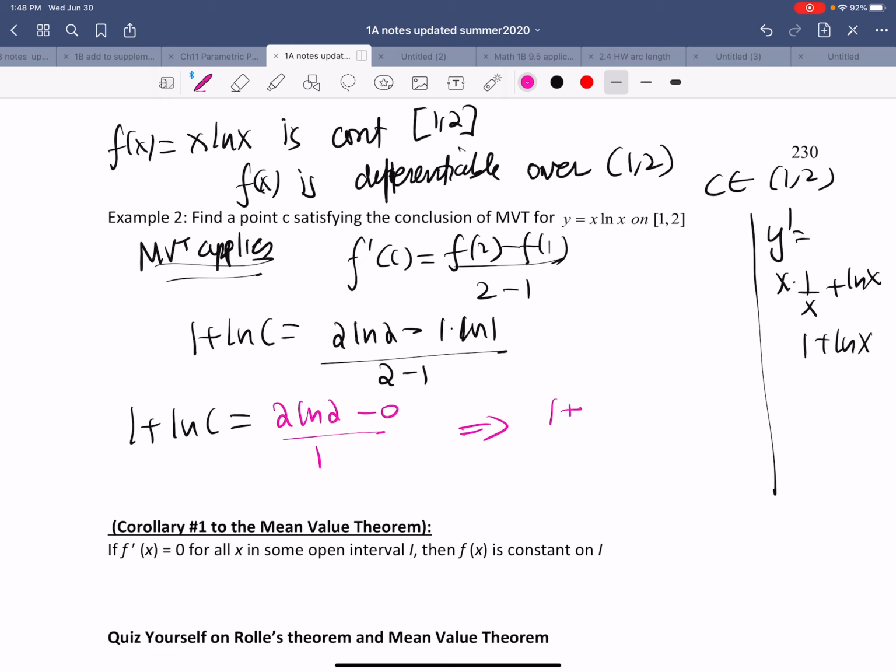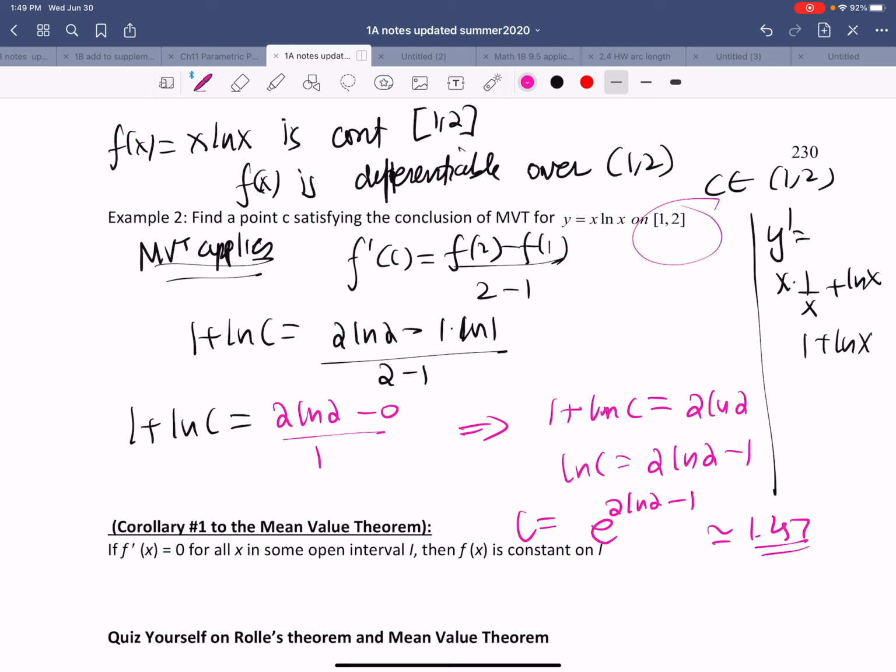So 1 plus natural log of c is equal to 2 natural log of 2. Natural log of c is equal to 2 natural log of 2 minus 1. And now we can raise both sides to the power e. So c comes out to be e raised to the power 2 natural log of 2 minus 1. From here we can simplify it, use a calculator, and get the value of c, which is approximately 1.47, which is in the interval.